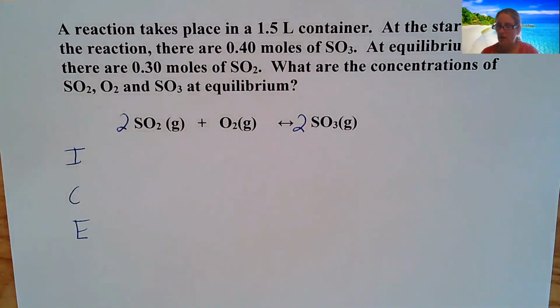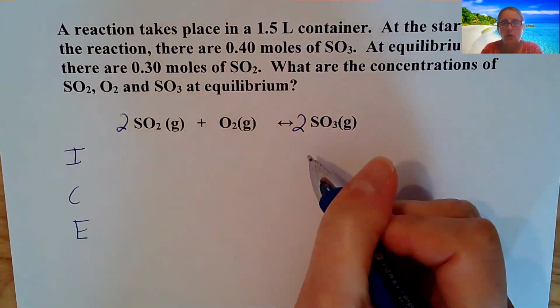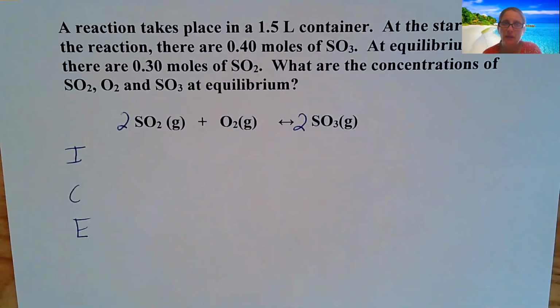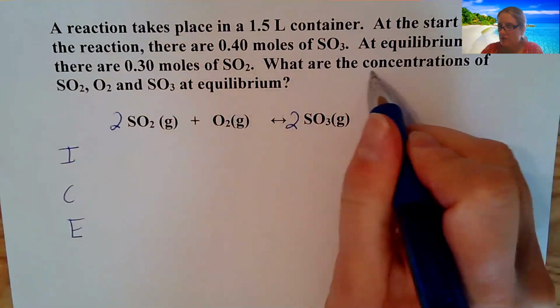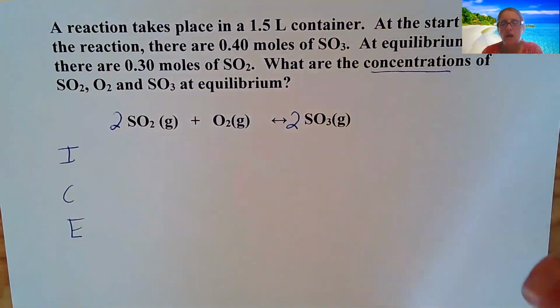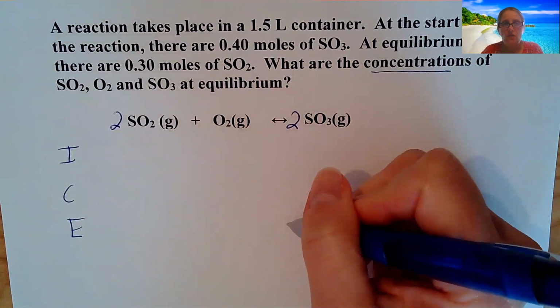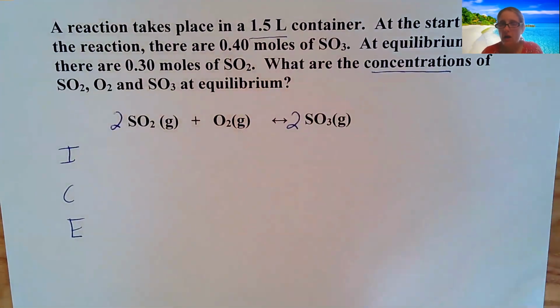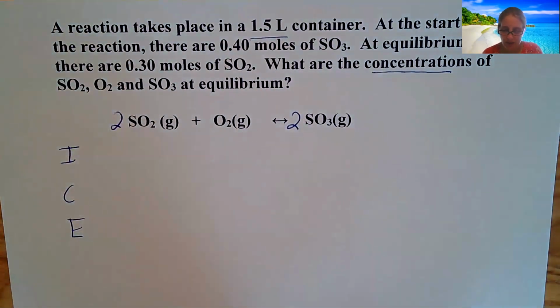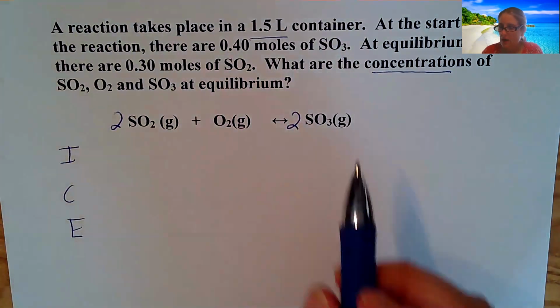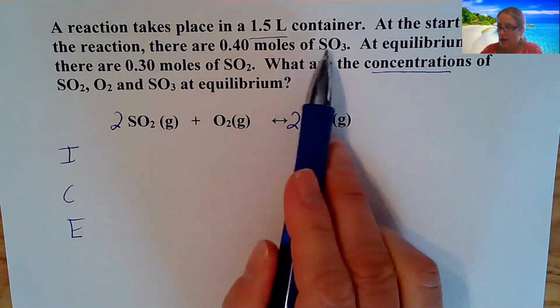So again, I could always do an ICE chart in moles, but it is more important for you to do it in molarity, because generally speaking, you're going to be asked to find the concentrations of things. But you could do it either way, and then at the end you could do the division by the liters to figure out what the molarity is. But I'm going to show you how to do it with molarity because it's a little bit more efficient. So I am given at the start of the reaction SO3.